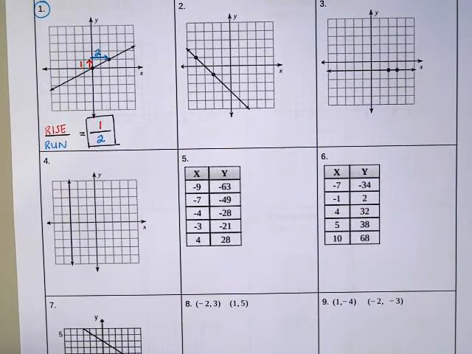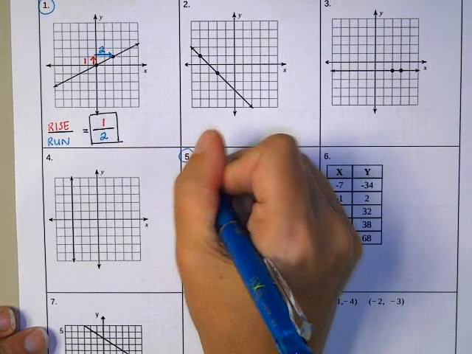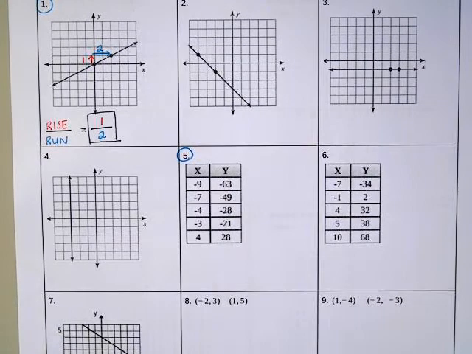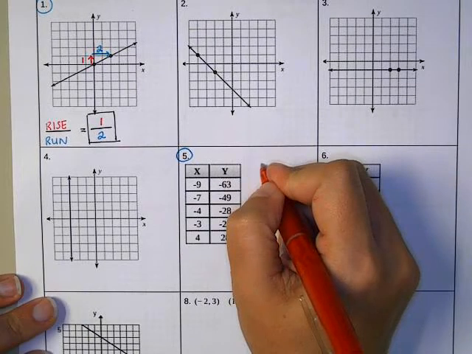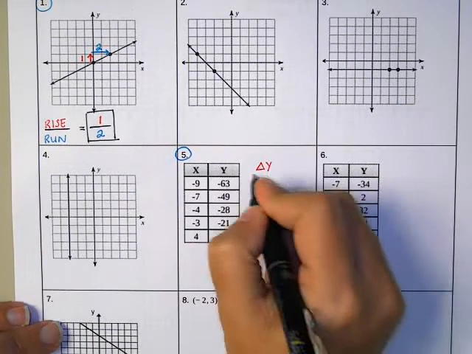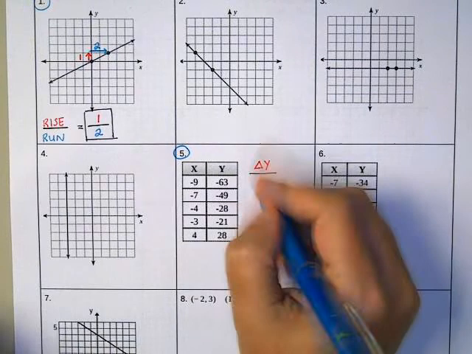Next, let's look at problem number 5 to do one more example with a table. When there's a table, instead of thinking about this as rise over run, I'm going to think about it as the change in y divided by the change in x.